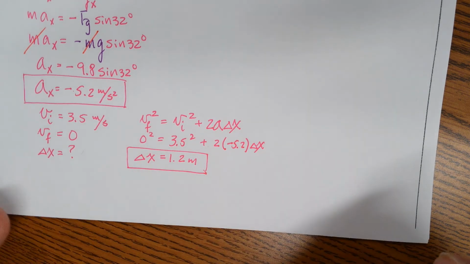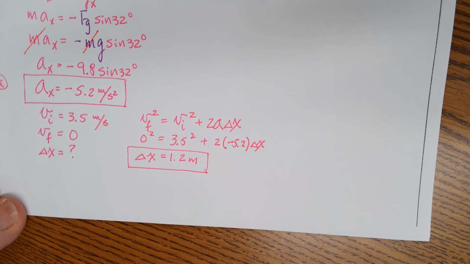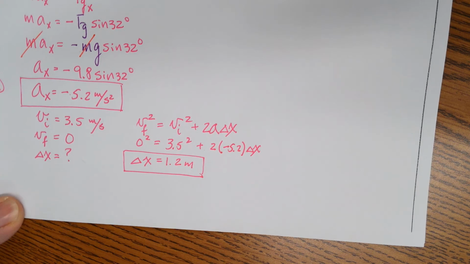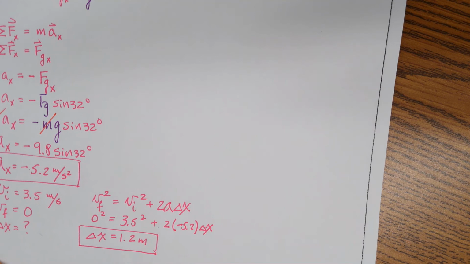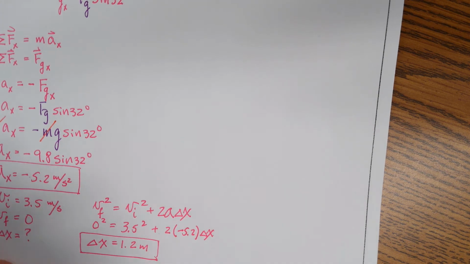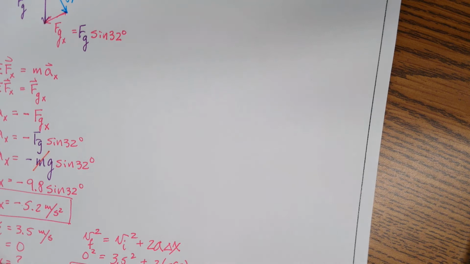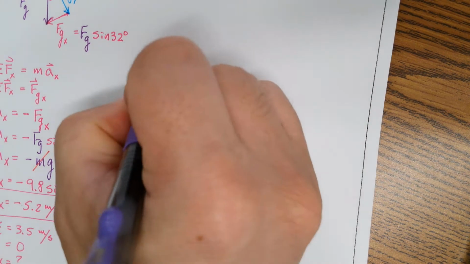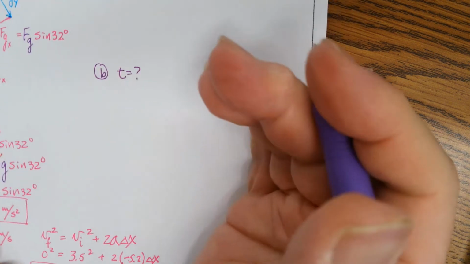So that was A. Okay. What about B? How long does it take? Well, if you were to think about it, for part B, let's pick a color. For part B, they want time. Well, that's pretty easy now, right?